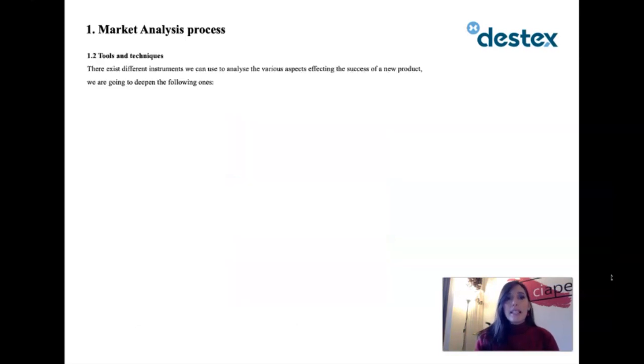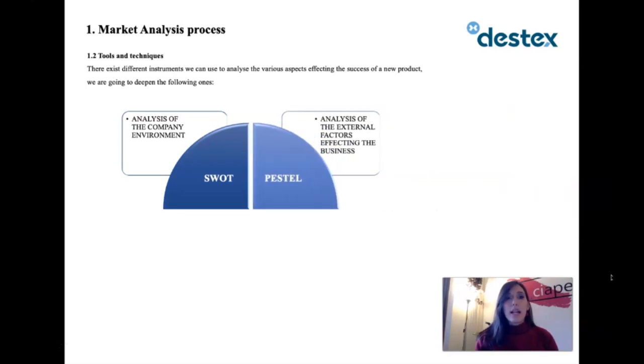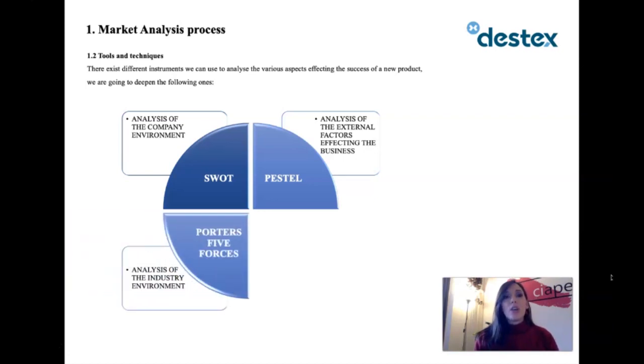The market analysis techniques we are going to deepen in these slides are the following: SWOT, used to analyze the company environment; PESTLE, used to analyze the external factors affecting the business; PERT and Five Forces, used to analyze the industry environment; Empathy Map, used to analyze customer strengths and needs. All of them are interrelated.